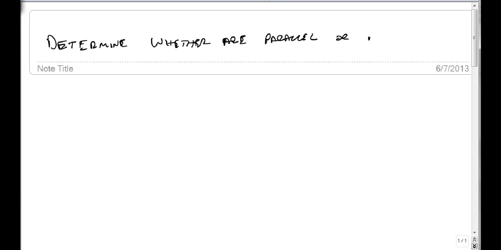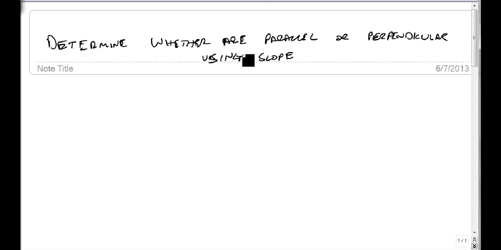We are now going to determine whether lines are parallel or perpendicular using slope.